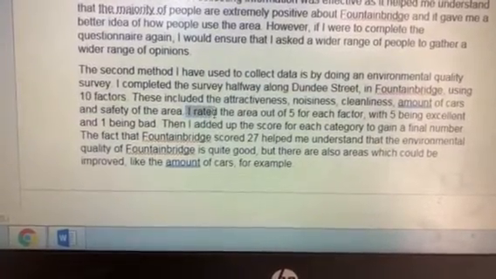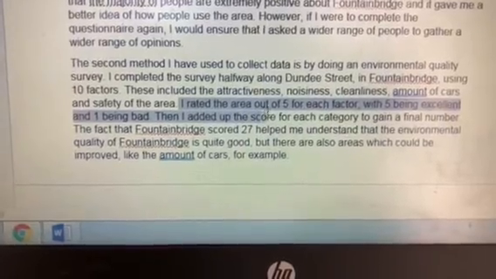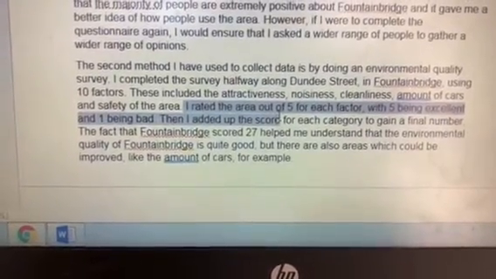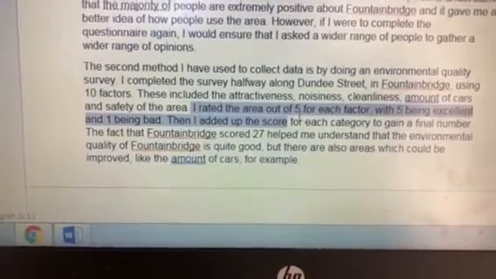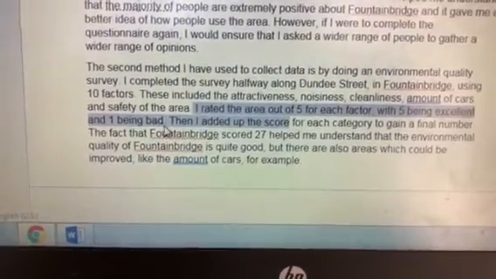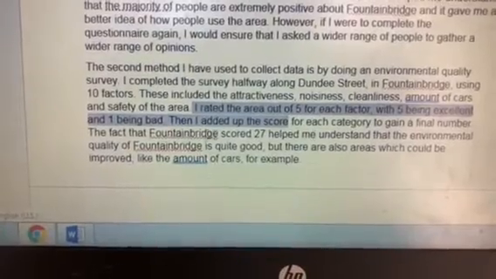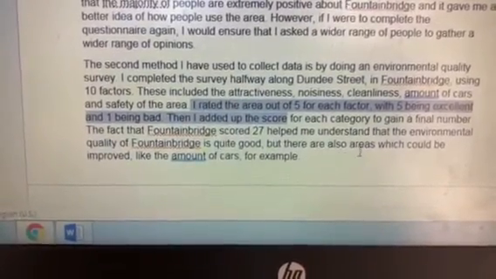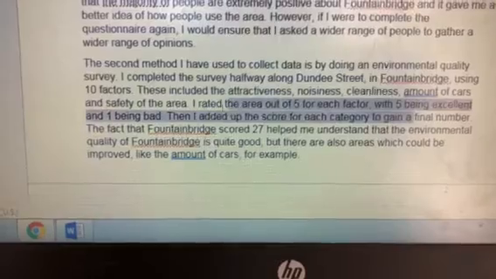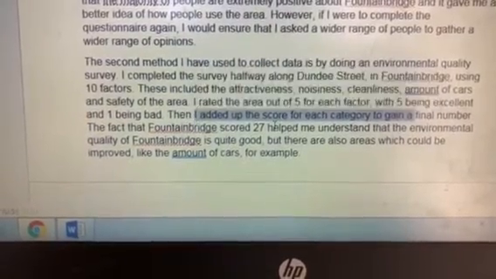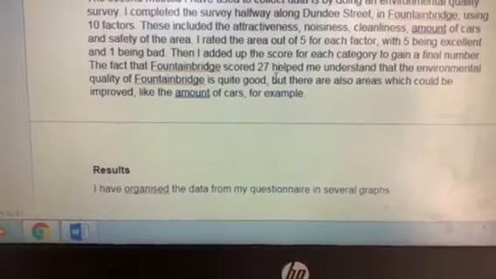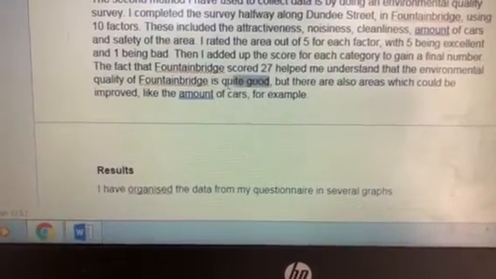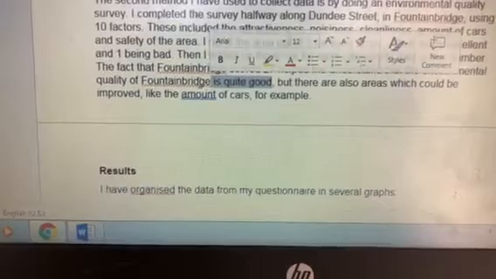Then what you were doing in the environmental quality survey is you were rating each of the areas out of 5. It's what we call a bipolar survey. So the closer to 5 being excellent, the closer to 1 being bad. And it's a kind of continuum. Then you add up the score for each category and you get a final number. And Fountain Bridge scored high, which helps you understand that the environmental quality is good in the area.